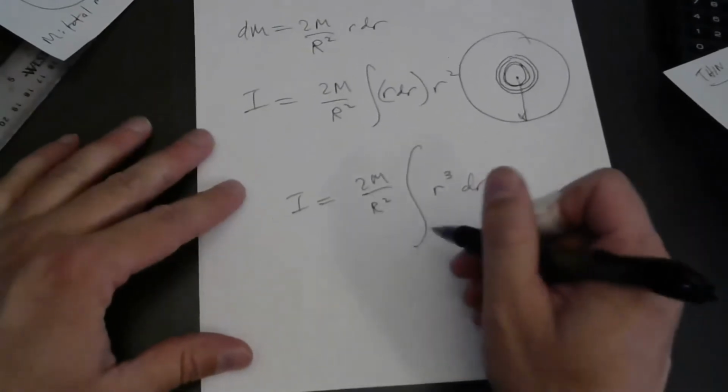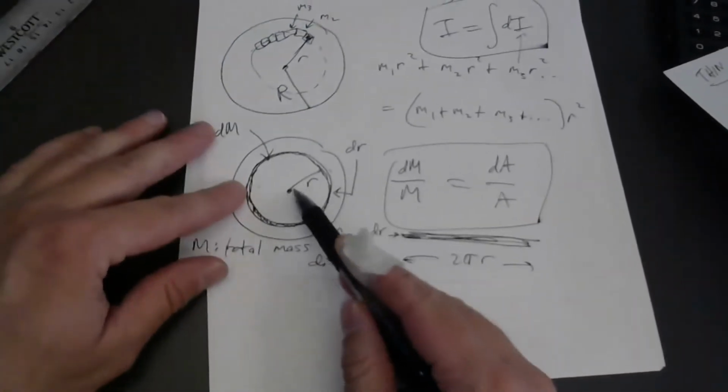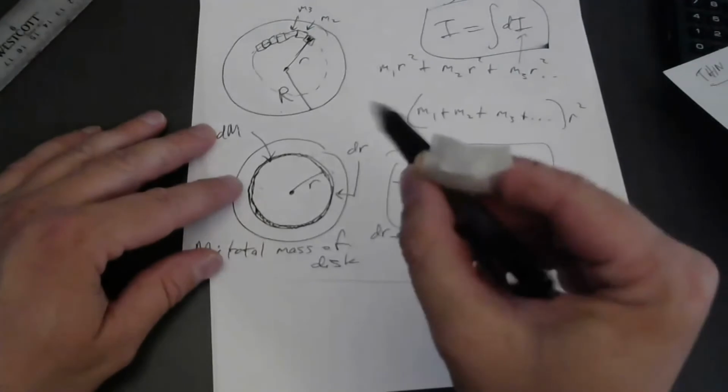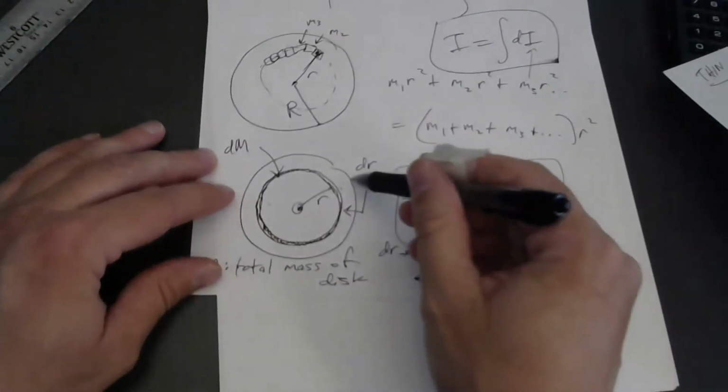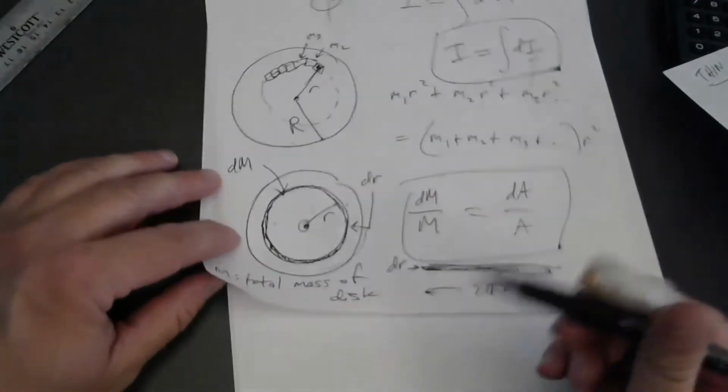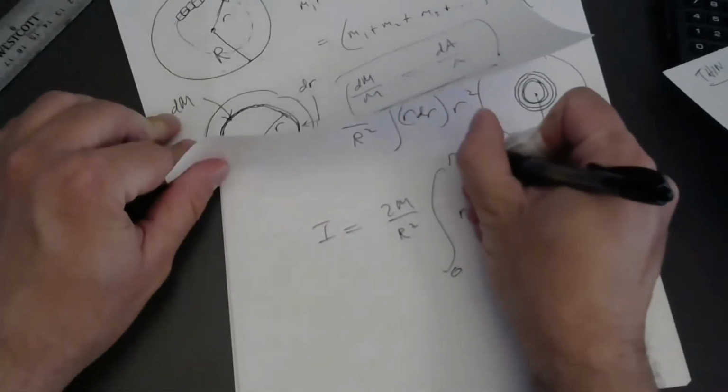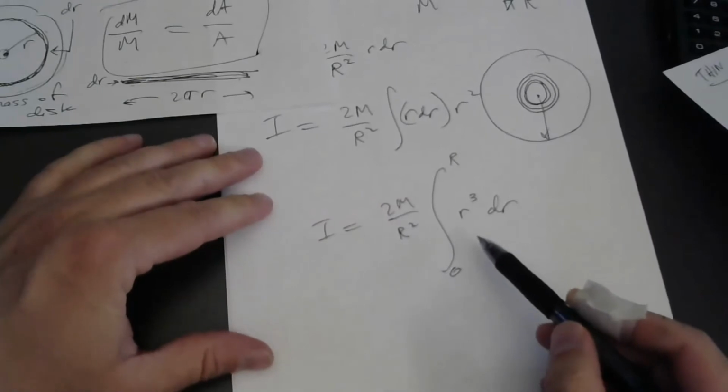That's another way to think about it. Okay, what are the limits of integration? Well, little r is a variable. We can go from the innermost hoop, which has a radius of practically 0, all the way to the outermost hoop with the radius big R. So from 0 to big R, and you see where this is going.